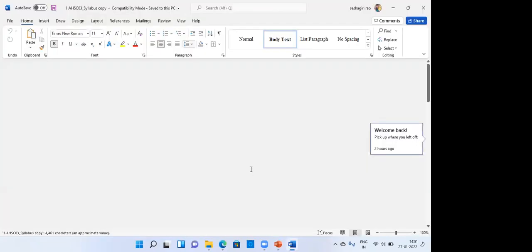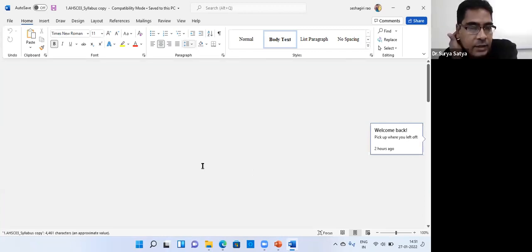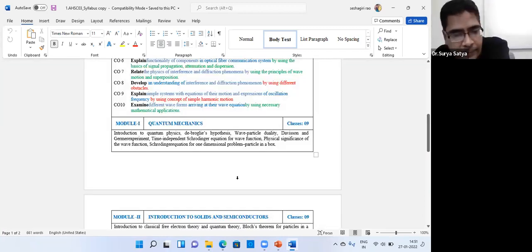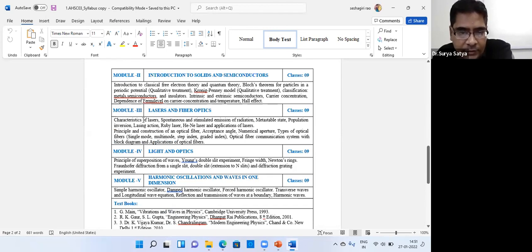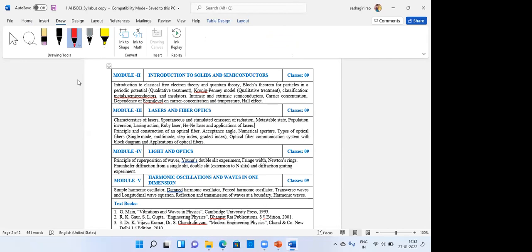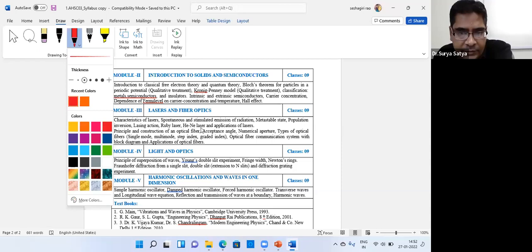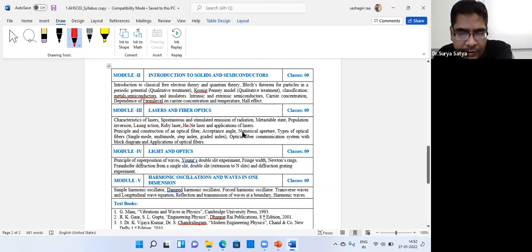So this is the syllabus content. The first module is quantum mechanics, the second is introduction to solids and semiconductors, and the third is lasers and fiber optics. In lasers and fiber optics, you need to go up to ruby laser, helium neon laser, and applications of laser. Up to this part you should understand and be ready for the exam.